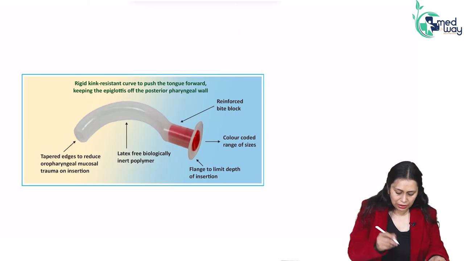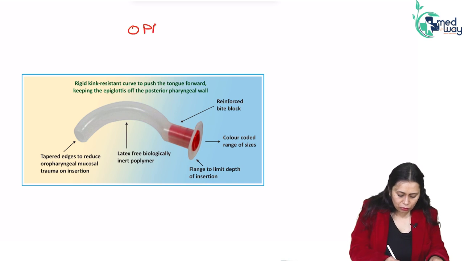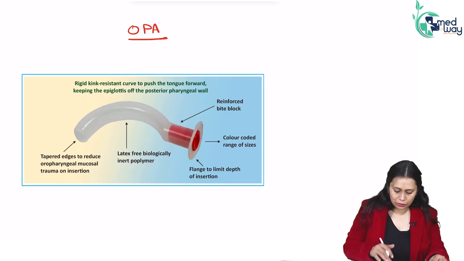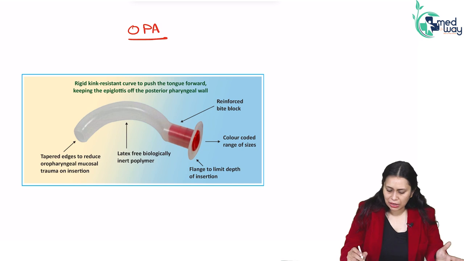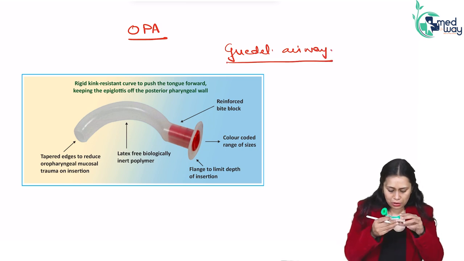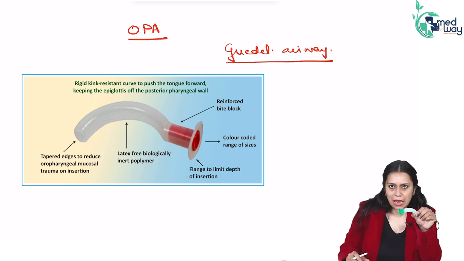So let us first discuss the OPA, that is oropharyngeal airway. Now, oropharyngeal airway, you can see there are various types. The image is given of Goodell airway, which is the commonest one which we are using, a type of oropharyngeal airway. In my hand is also the Goodell airway. I am holding an oropharyngeal airway in my hand as well.